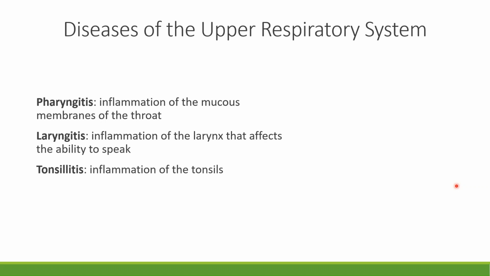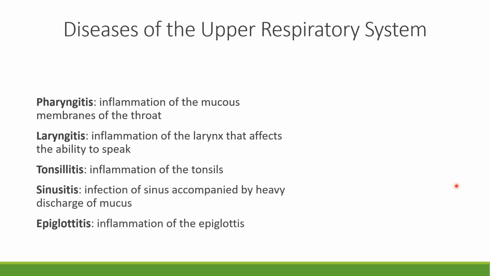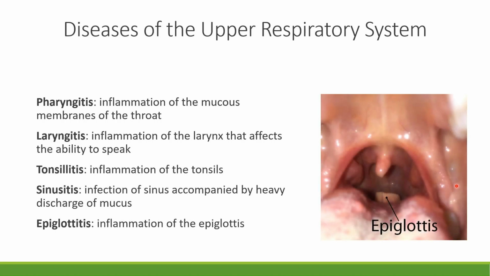Sinusitis is infection of those sinuses, and it can lead to a buildup of mucus, pressure, and congestion. And then epiglottitis is the most serious. This is inflammation of the epiglottis, which is that flap that covers the windpipe. And if it swells too much, that can block the airway and make it actually a medical emergency.